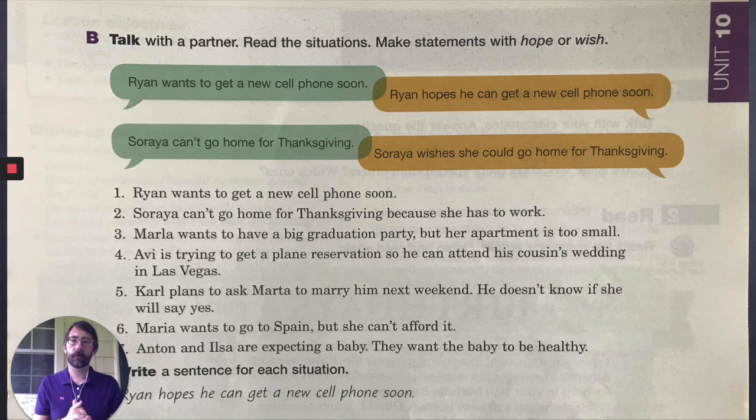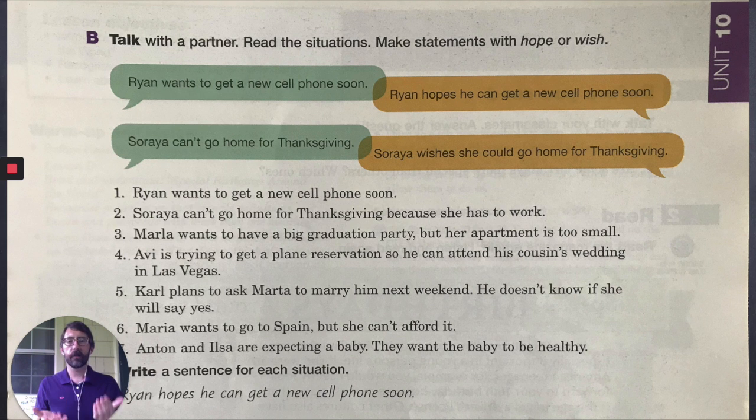But here, I would like you to try to make sentences using hope or wish. Let's read the directions. Always a good place to start. Talk with a partner, read the situations, make statements with hope or wish. Okay, so 1 through 7, they're going to give you a situation, and you need to decide, am I going to use hope or wish? And then you write a sentence using hope or wish.